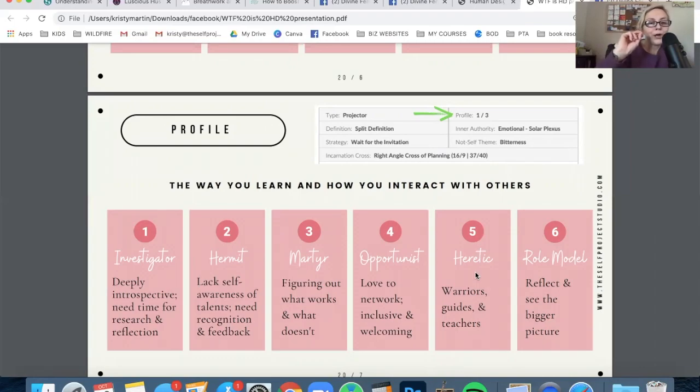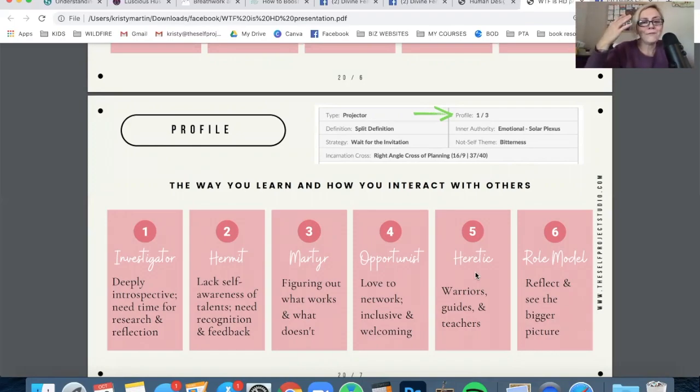Number 3, you're a martyr. So not so much about, like, I think martyr and I think like people pleaser. I have to throw myself in front of the flaming sword for somebody else kind of thing. And that's not really what it means. It kind of means like an experimenter. So that's almost a better word for it, an experimenter. You like to experiment, figure out what works, figure out what doesn't, and then let people know.